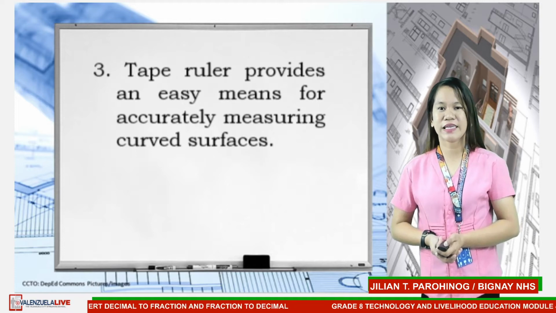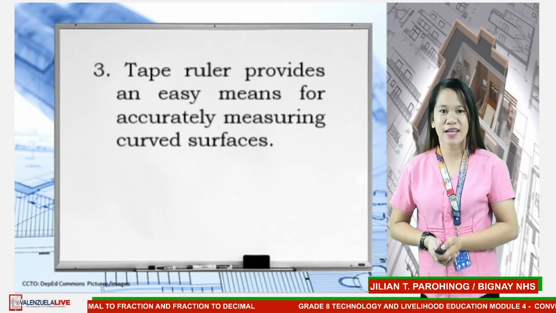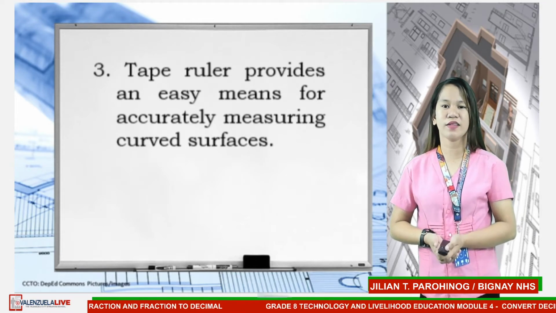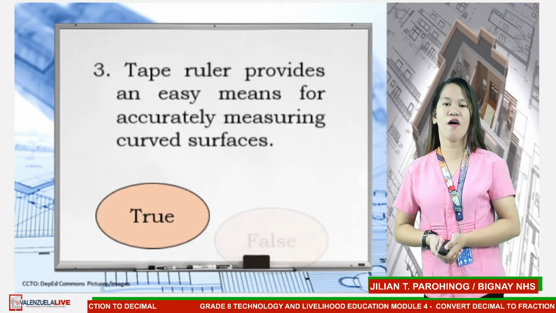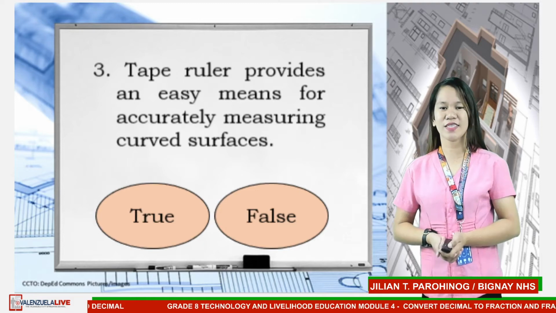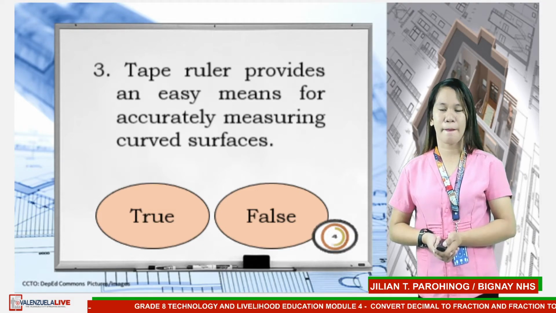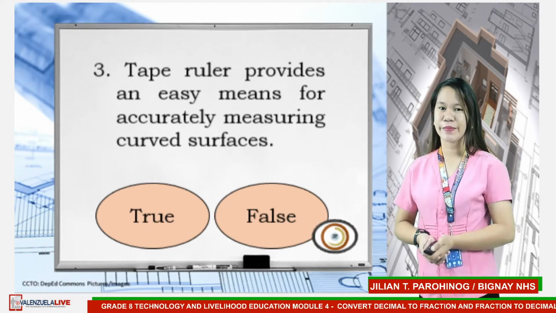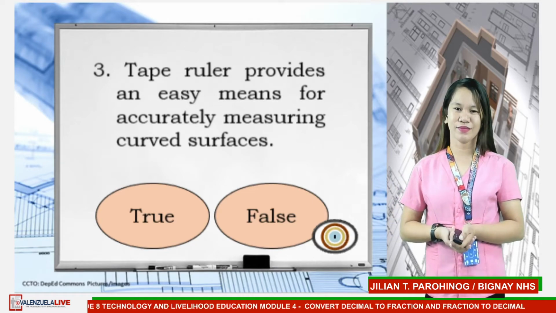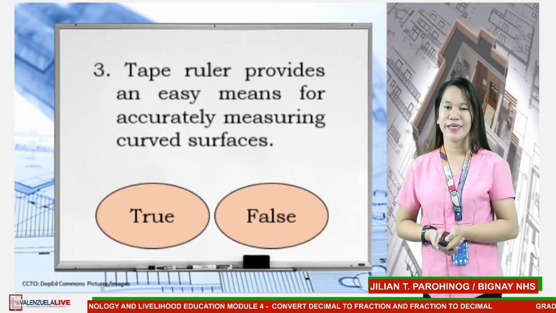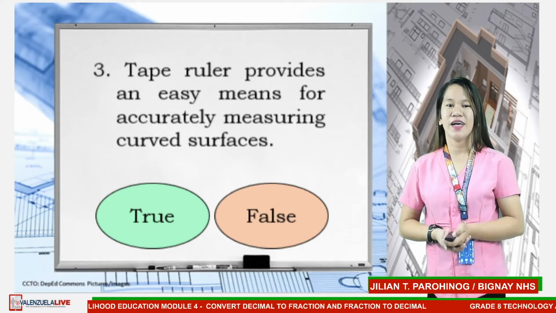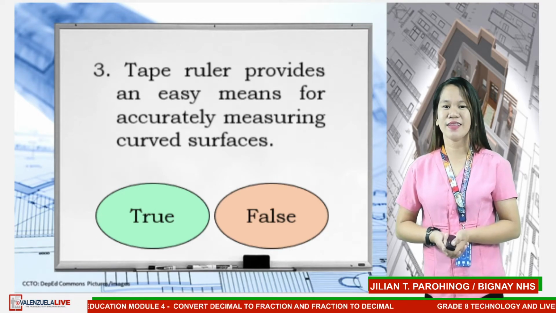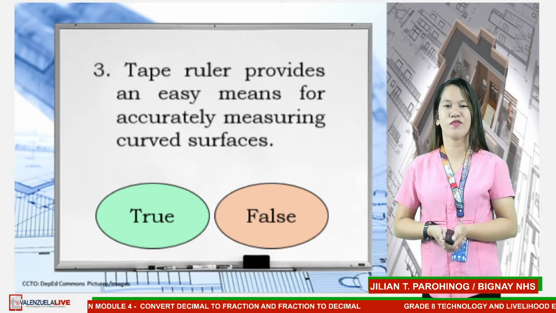Number 3. Tape ruler provides an easy means for accurately measuring curved surfaces. Is it true or false? Your timer starts now. Time's up. The correct answer for number 3 is true. Well done, class. How about number 4?